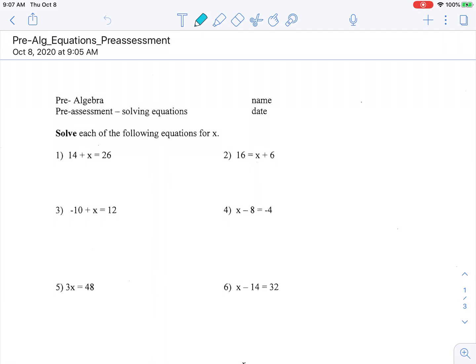Okay, so let me go through the first couple from your pre-assessment. I don't have an answer for that. Apparently my computer doesn't have an answer for me.